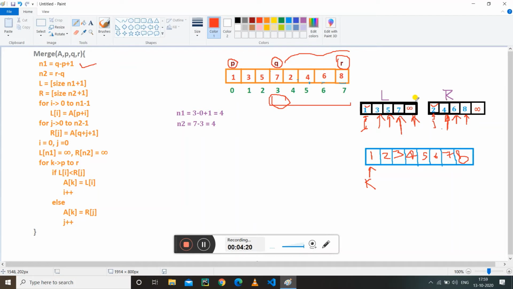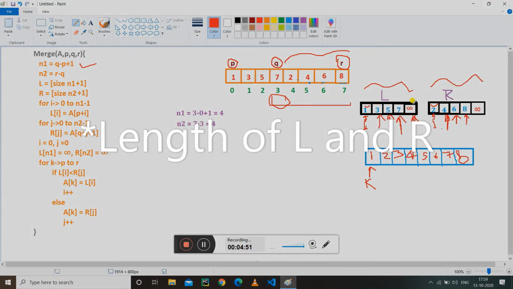As you can see, the role of this infinity is that we don't need to check whether any one of these lists is over. It just continues its comparisons. If this list is empty, then it will automatically continue by comparing with infinity. So you don't have to worry about when one list is over and another is not. In this particular example we considered both the arrays L and R as the same size, but when they are different, this infinity will help us a lot, okay?